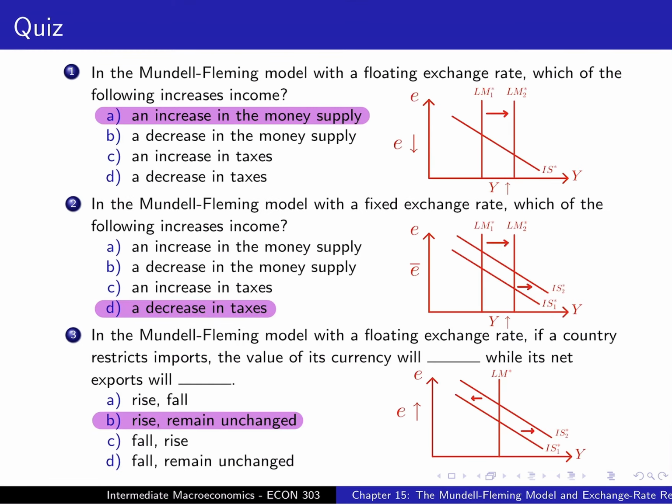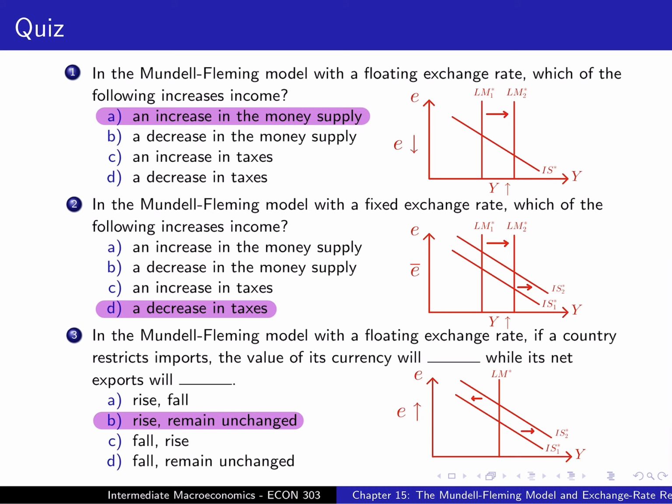Let's take the quiz together to reinforce what we have learned about the Mundell-Fleming model. Question number 1. Which of the following increases income under floating exchange rate? The correct answer is A. An increase in the money supply. When M increases, the LM star curve shifts right, E depreciates, and X rises, and Y increases.